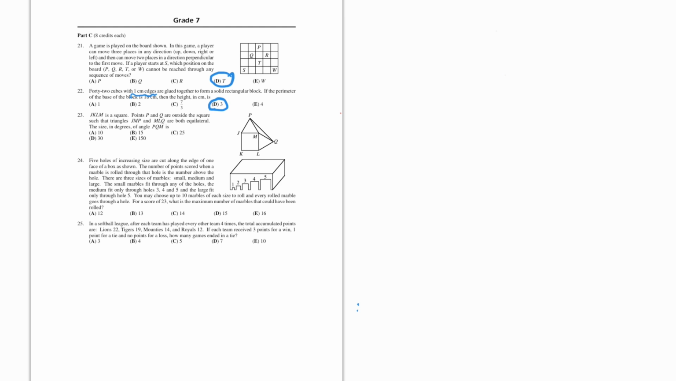Number 23. JKLM is a square. Points P and Q are outside the square such that triangles JMP and MLQ are both equilateral. The size in degrees of angle PQM. First, let's copy the graph.